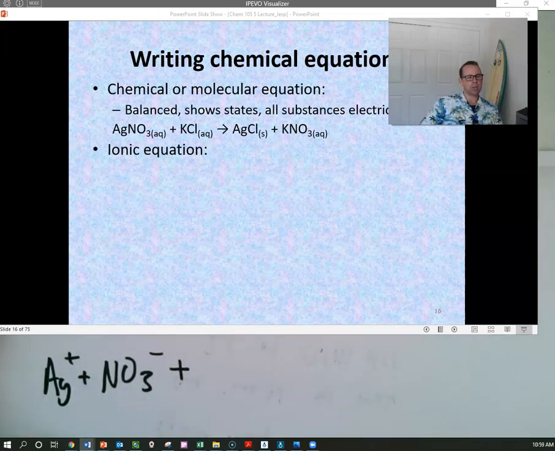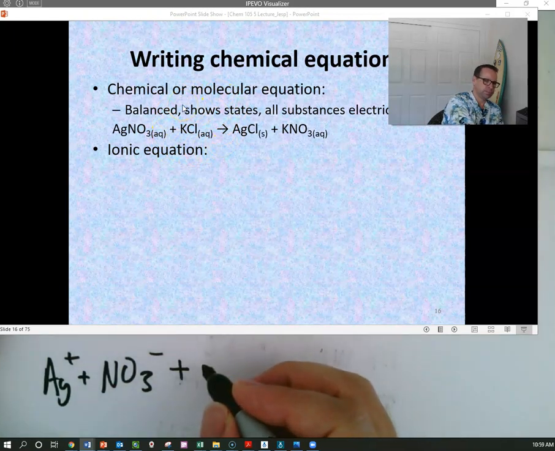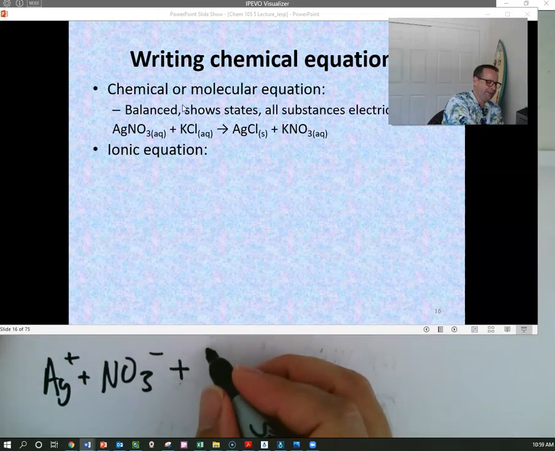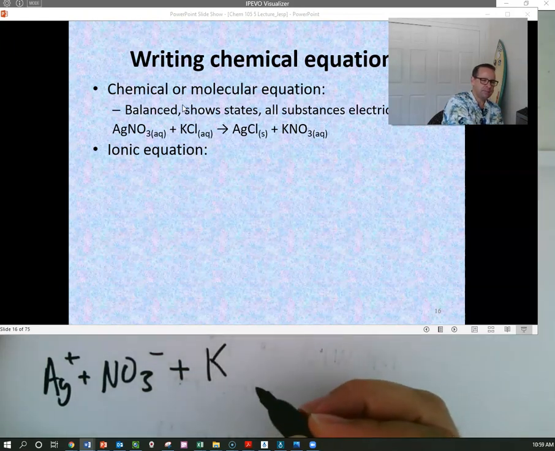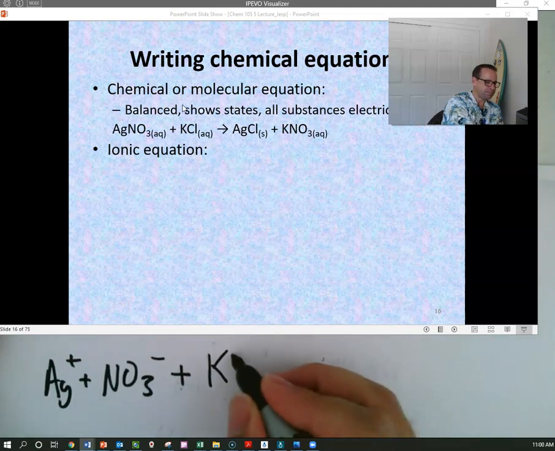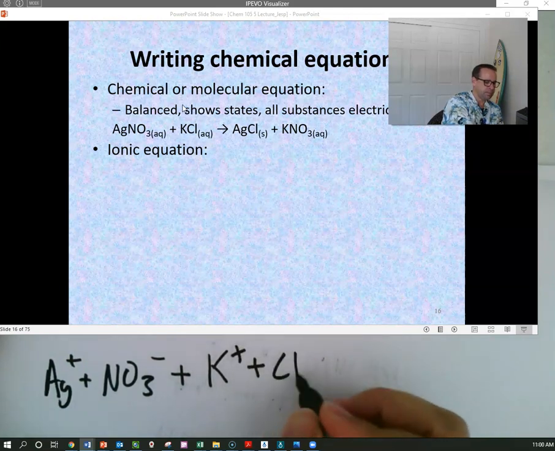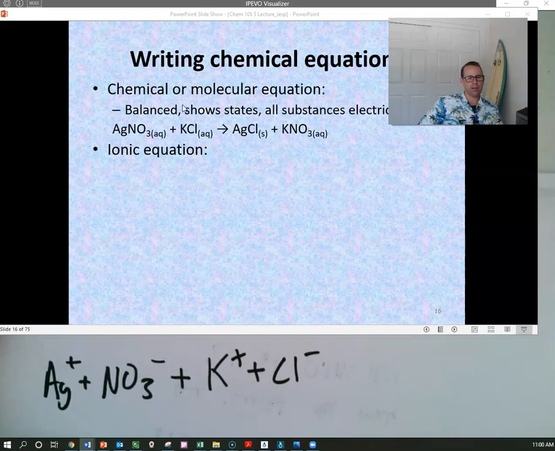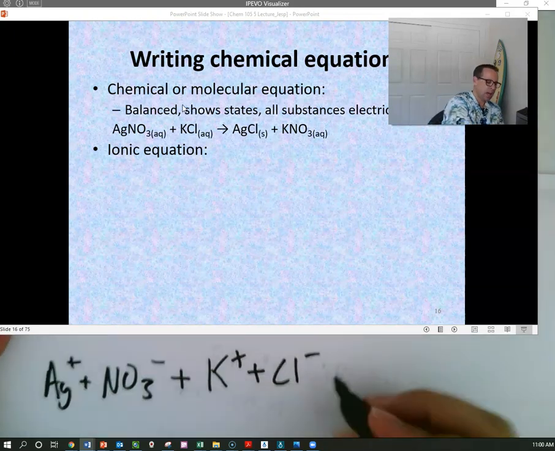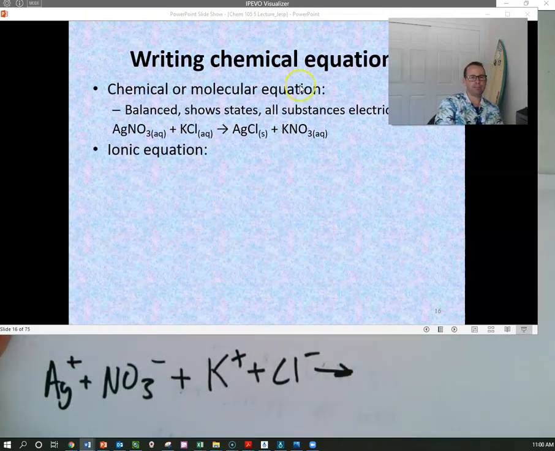So what else do I have up there? Potassium chloride. How am I going to write it in its ions? Potassium ion, right? KCl. Chloride ion, right, like that, right? Excellent. Excellent. How am I going to break up silver chloride?